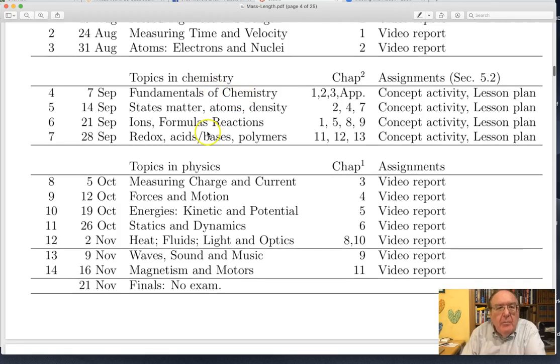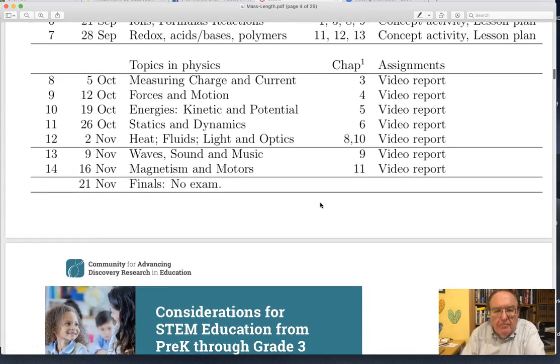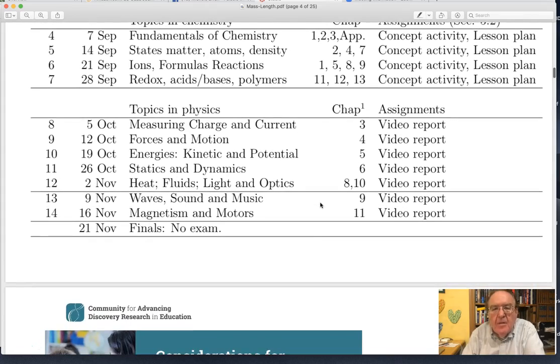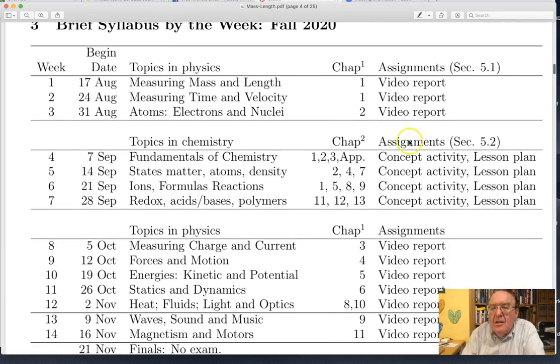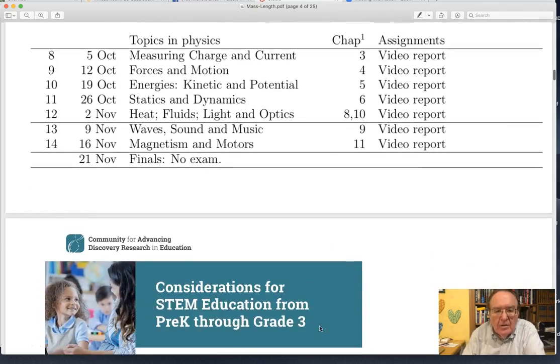The 4 weeks of chemistry will be weeks 4 through 7. Here are the topics, and Kathy Burke has concept activities and lesson plans. And then the following weeks are physics. There are no exams, no midterms in this course. The totality of your grade will depend upon the assignments, in both chemistry and physics.